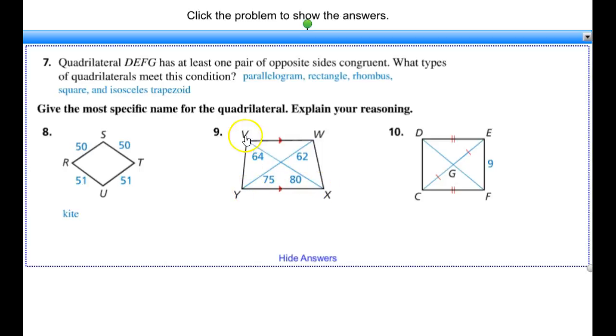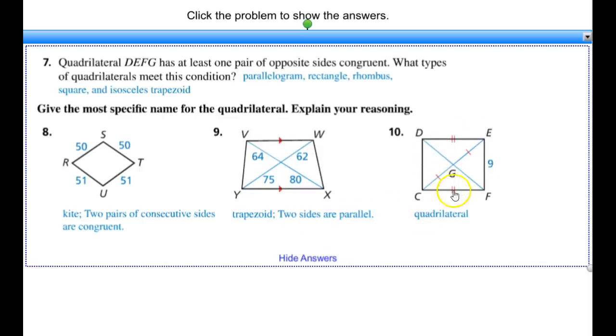Let's look at number 9. I see that I have one set of parallel sides, so I know that it is a trapezoid. Then I have some information about these lengths, and if I add these together, I see that 64 plus 80 is not the same as 75 plus 62, so it's a trapezoid, but it's not an isosceles trapezoid because my diagonals would be the same.